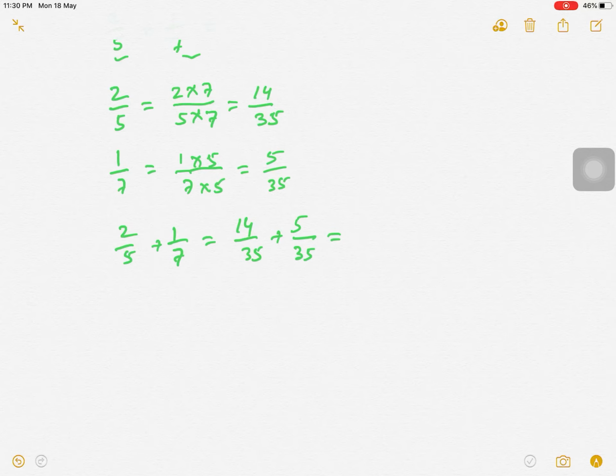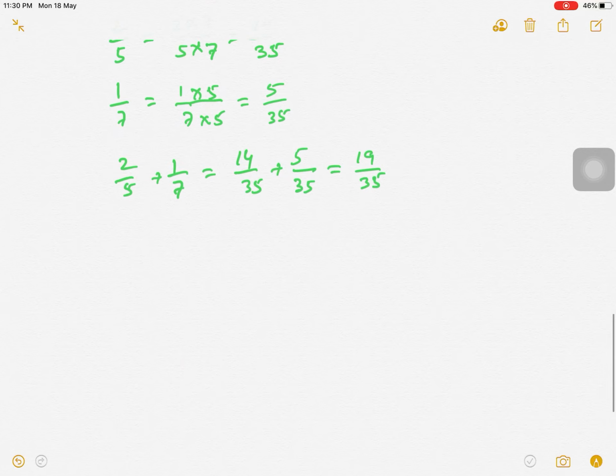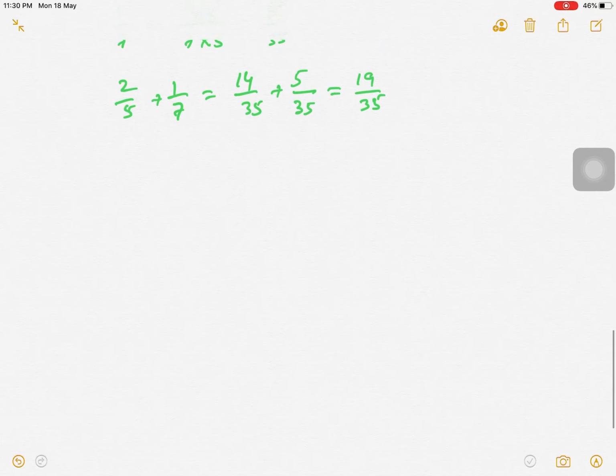That is equal to 19 by 35. Okay. Let us take another example. Suppose I want to add 3 by 7 plus 2 by 14.